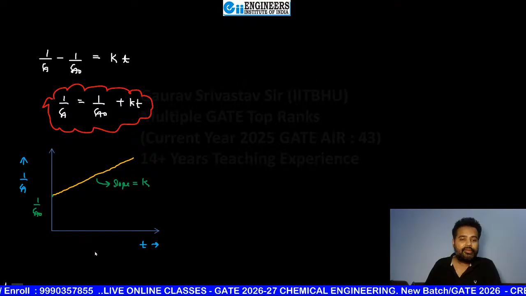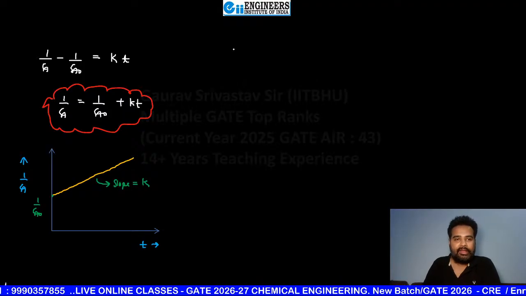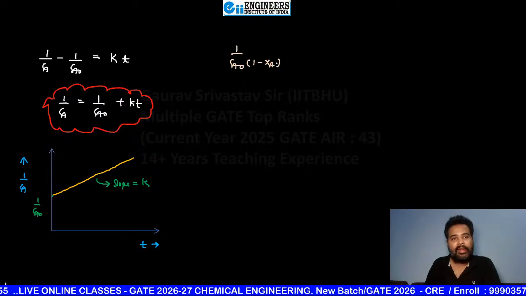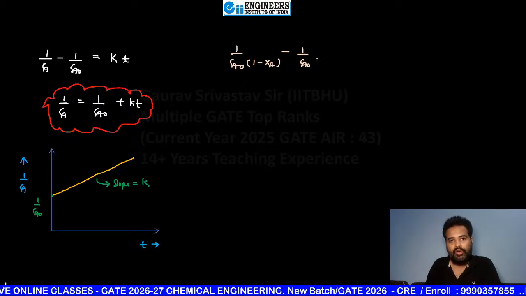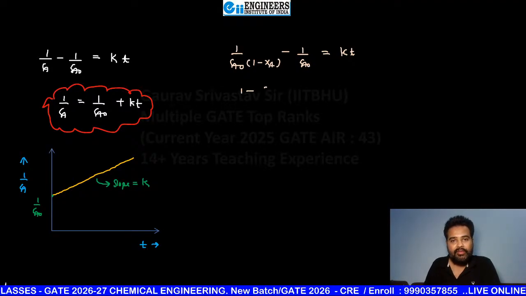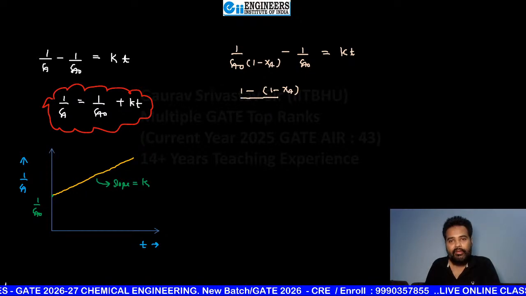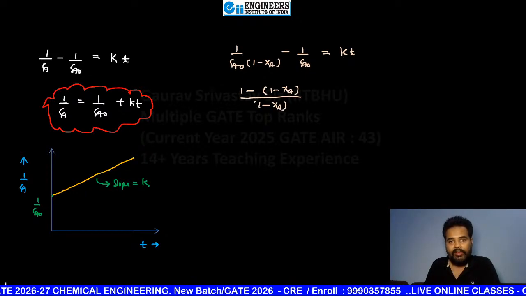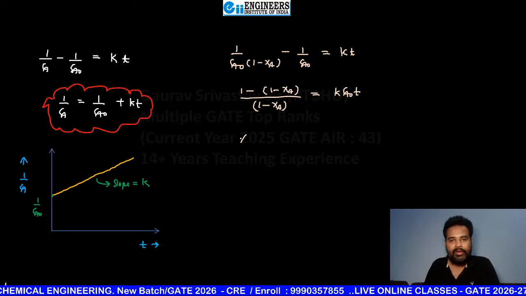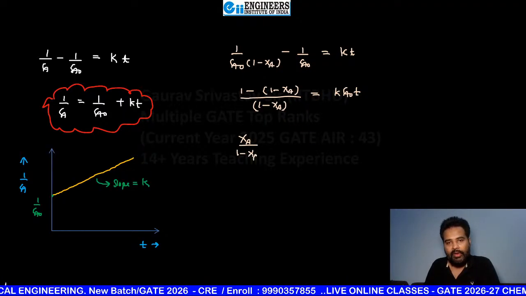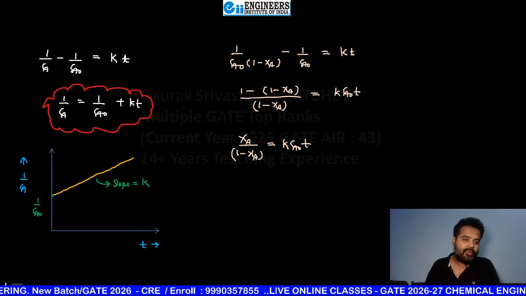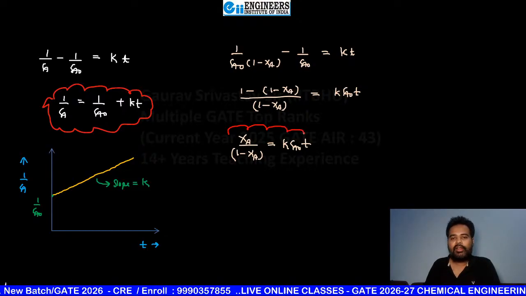Now if you want to write in terms of conversion, then see here, you can write 1 upon Ca naught into 1 minus Xa, minus 1 upon Ca naught, and that equals kt. Take Ca naught common and write 1 minus 1 minus Xa upon 1 minus Xa, that becomes equal to k Ca naught t. 1 minus 1 cancelled, so finally you can write Xa upon 1 minus Xa equals k Ca naught t. This is your final expression.